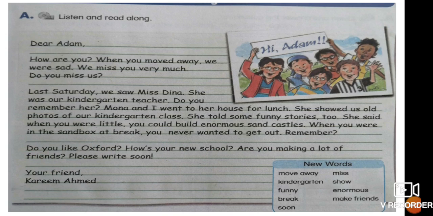Dear Adam, how are you? When you moved away, we were sad. We missed you very much. Do you miss us? Last Saturday, we saw Miss Dina. She was our kindergarten teacher. Do you remember her? Mona and I went to her house for lunch. She showed us old photos of our kindergarten class. She told some funny stories too. She said, when you were little, you could build enormous sand castles. Enormous here means very, very big.